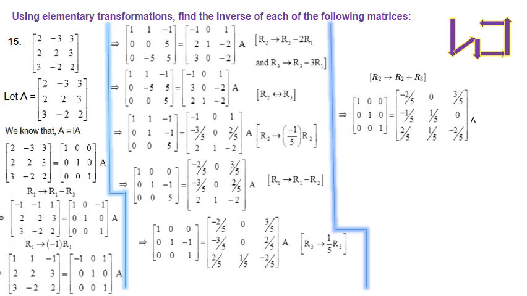Now finally we can go for the answer, that is A inverse is equal to minus 2 by 5, 0, 3 by 5, the same matrix, minus 2 by 5, 0, 3 by 5, minus 1 by 5, 1 by 5, 0, 2 by 5, 1 by 5, minus 2 by 5. So this is our inverse.